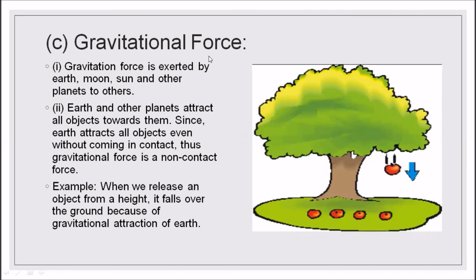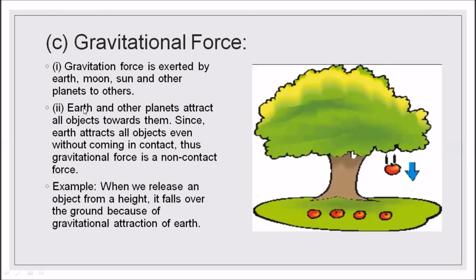Another example is gravitational force. Gravity means attraction towards itself. On our Earth, everything stays in its place due to gravity. And if we throw anything, it always comes down due to the gravitational attraction. This is also a non-contact force. Gravitational force is exerted by Earth, Moon, Sun and other planets. Earth and the other planets attract all objects towards them. Since Earth attracts all objects even without coming in contact, gravitational force is a non-contact force.